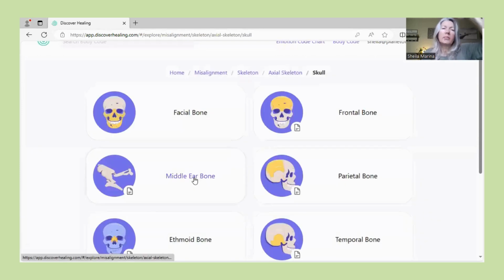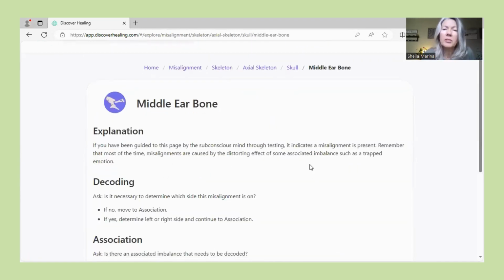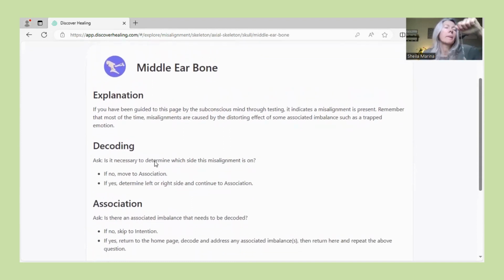Okay. So this skull, is this on the left side of the chart? Yes, it is on the left side of the chart. Does it have to do with the facial bone? No. Does it have to do with the middle ear bone? Yes. So something around the middle ear bone for Gus. And a lot of times this associated imbalance is a trapped emotion. So let's find out here.